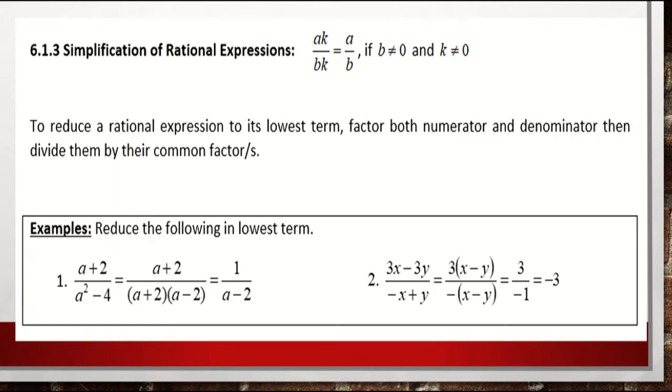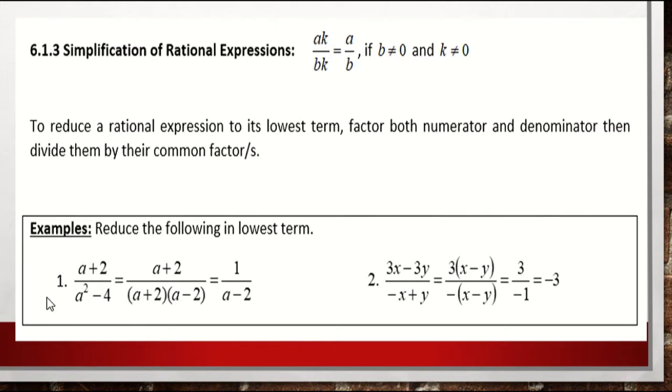Okay, next, simplification of rational expressions. A times k over b times k is equal to a over b if b is not 0 and k is not 0. Okay, so equal na sila, kay ang k over k, that is 1 raman. To reduce a rational expression to its lowest term, factor both numerator and denominator, then divide them by their common factor or factors. Examples, reduce the following in lowest term.